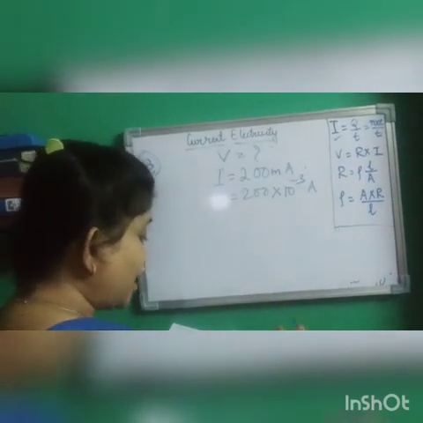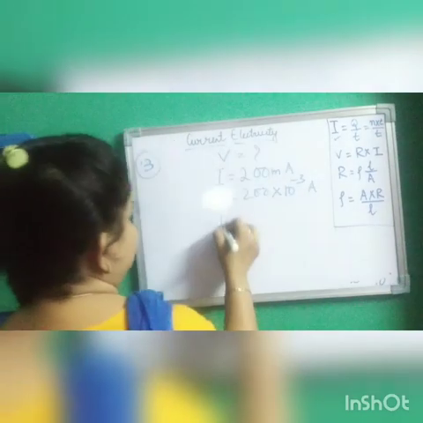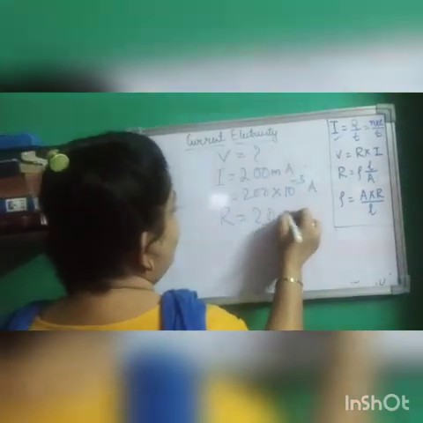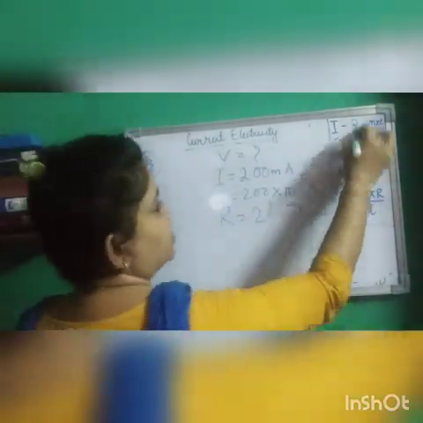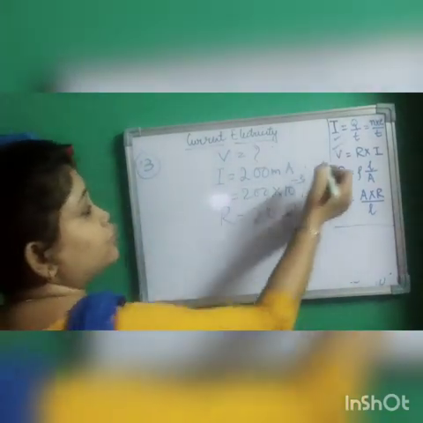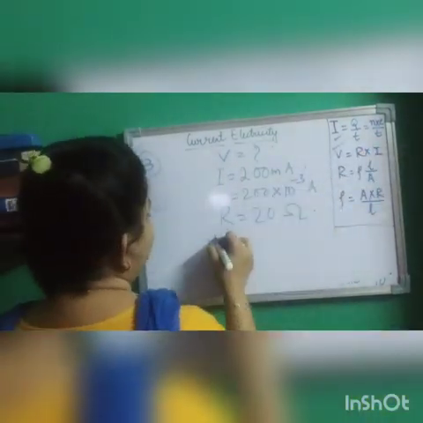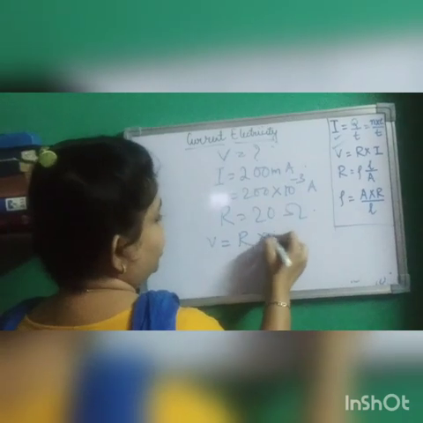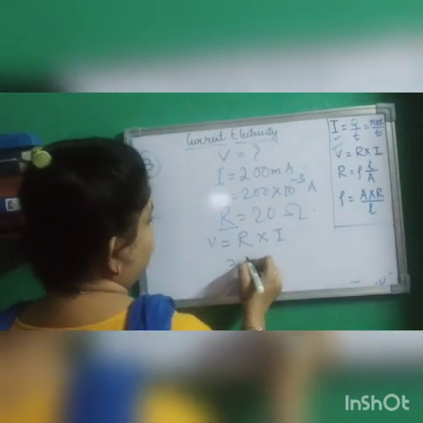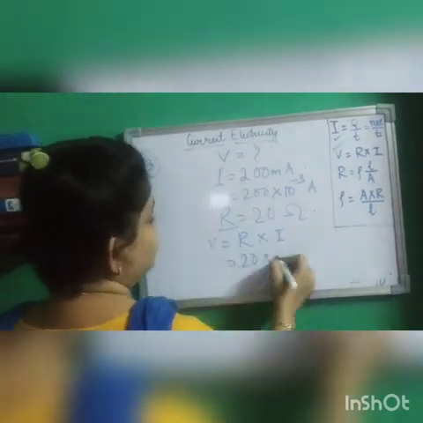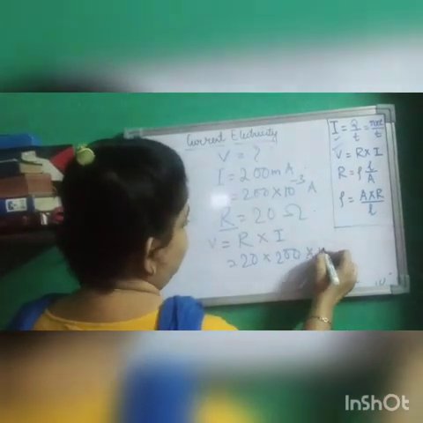A current of 200 milliamperes in a wire of resistance 20 ohms. That means R is given as 20 ohms. Very easy. We'll use the Ohm's law formula over here. So V is equal to R into I. You know the value of R, which is 20. I is given as 200 into 10 to the power minus 3.